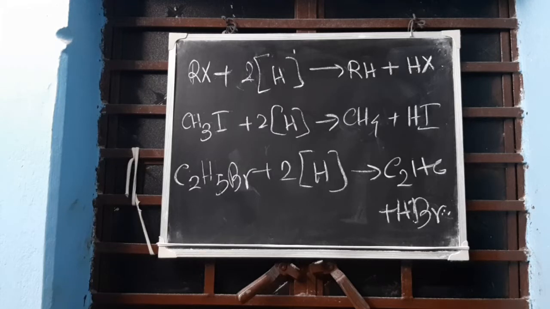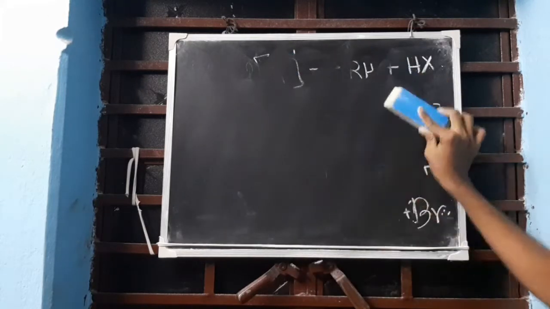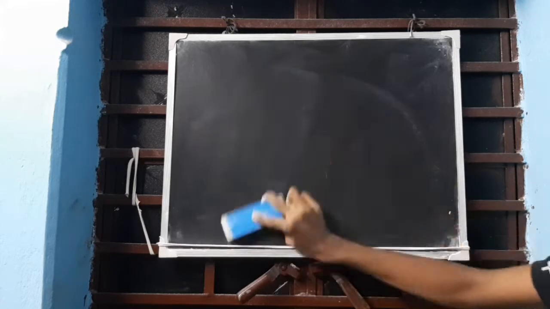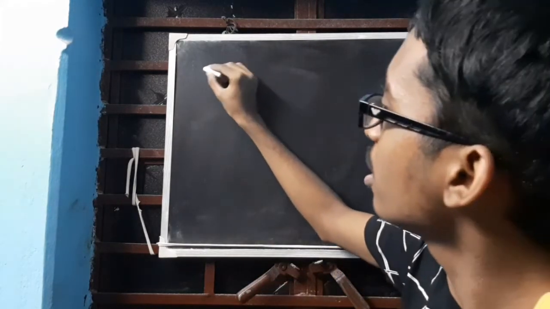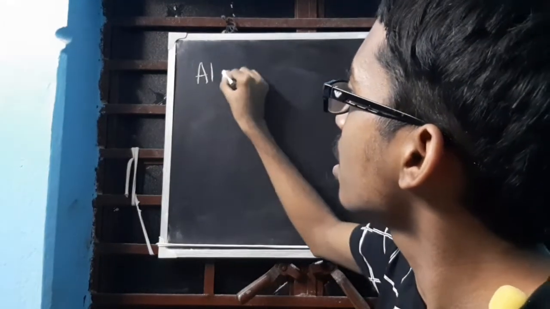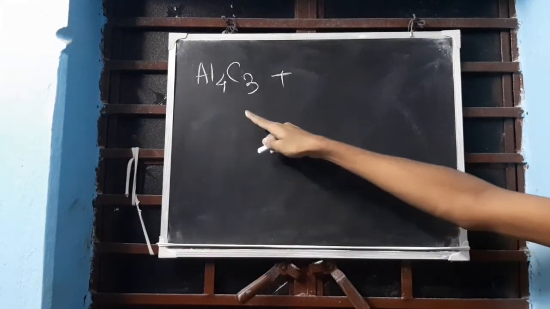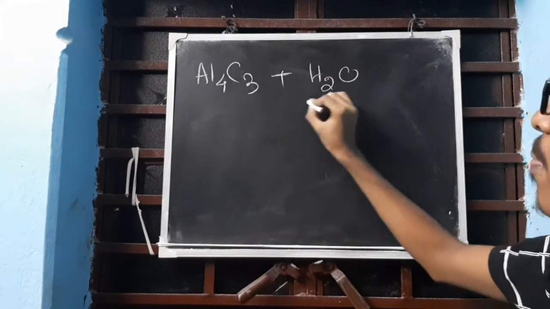Clear? Next reaction that you have to memorize. Again memorize, okay? Just memorize the reaction randomly. Clear? Okay, next reaction is Al4C3. This is Al4C3, aluminum carbide. Understood? Aluminum carbide. Reaction with water.